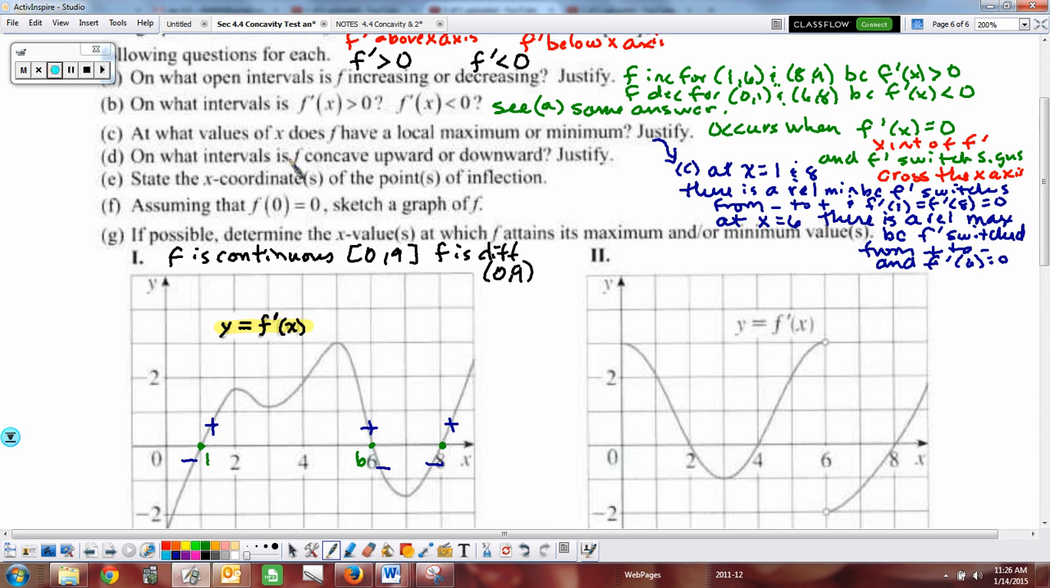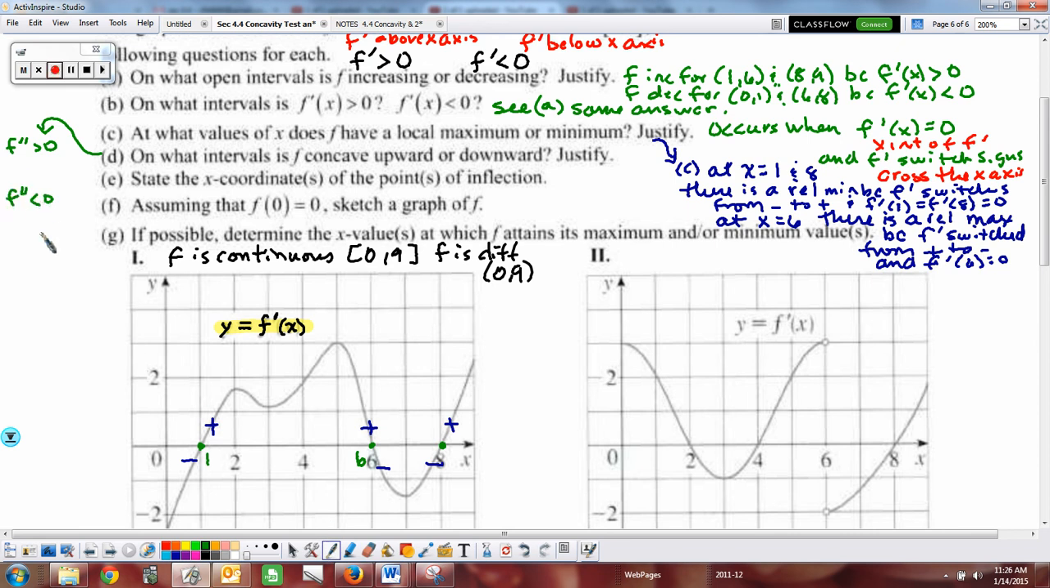Now we're looking at on what intervals is f concave up or concave down. So I'm going to write what's going on over here. Now remember, f is concave up when the second derivative is positive, or concave down when the second derivative is negative. Let me just leave a little room in here.